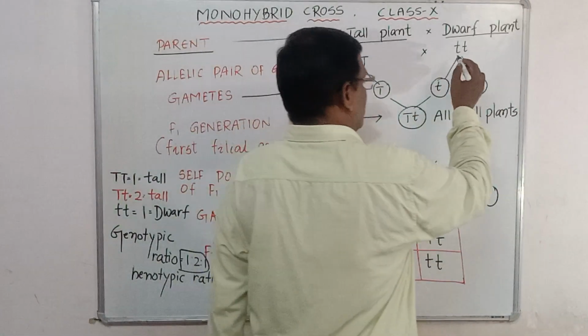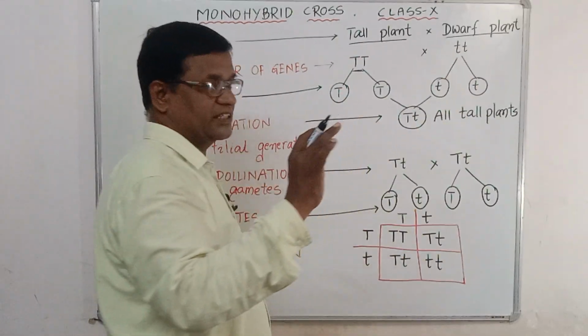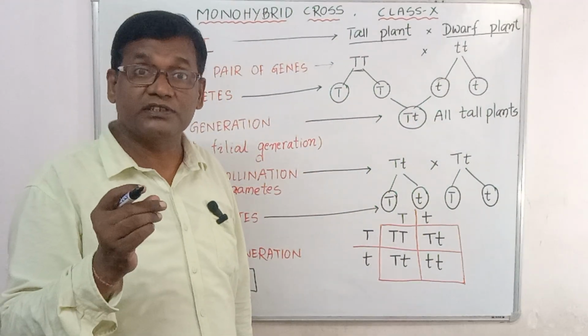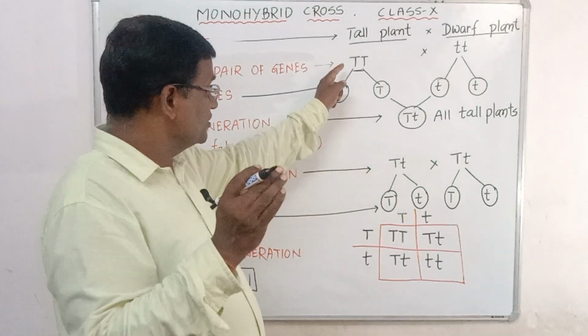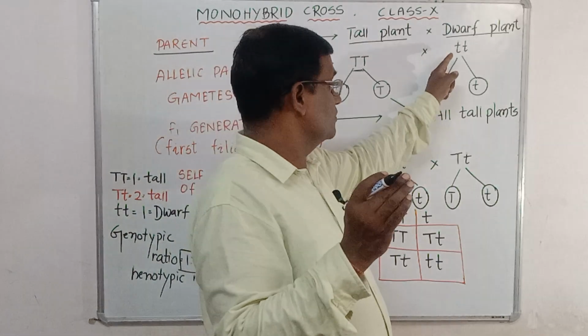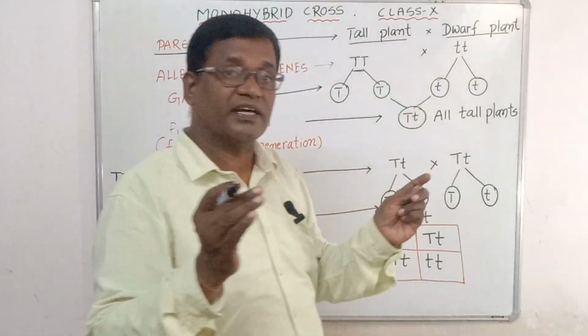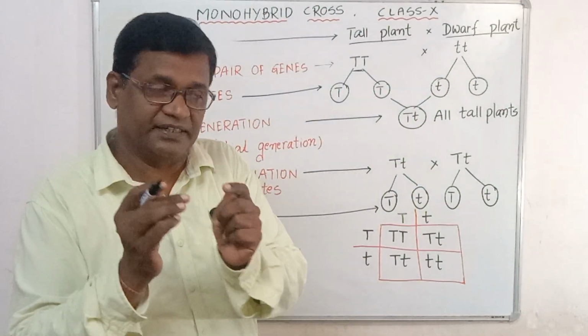Now, this dwarf character we also represent by the homozygous condition. What is the meaning of homozygous condition here? Homozygous means same. Homo means same. Because TT is the same, and both small t are also the same. That's why they are homozygous, pure variety.